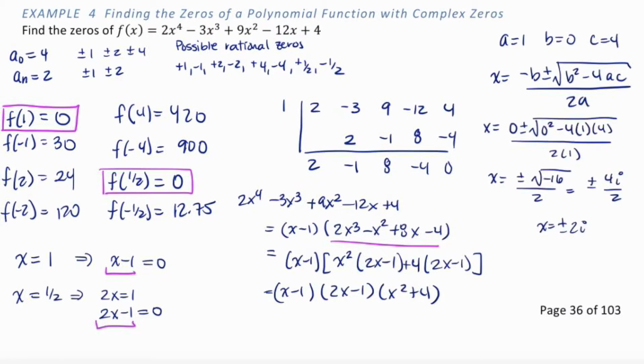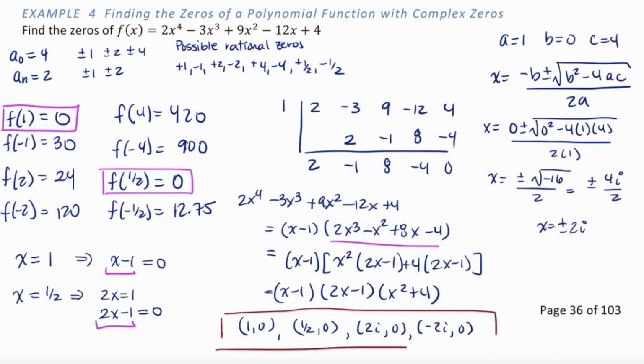All right, so as you can see, I worked out using the quadratic formula that my last two zeros, which are complex, occur at 2i and negative 2i. So all of my zeros are at (1, 0), (1/2, 0), (2i, 0), and (negative 2i, 0). So these are all the zeros of this polynomial.